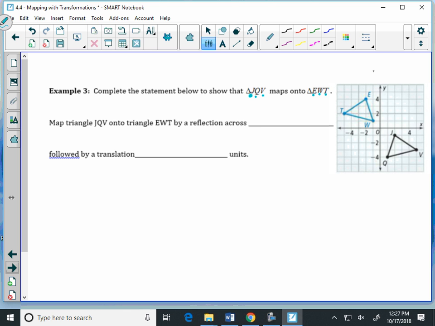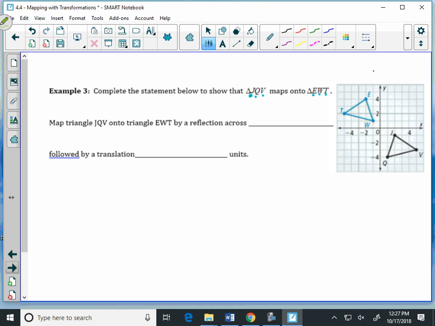So we take a look at this statement. It says map triangle JQV onto triangle EWT by a reflection across blank, followed by a translation blank units. You have to fill in those blanks. So I know I'm going to flip and then slide this figure. Whenever I'm given a reflection, I try to reflect it over an axis if I can. Check that first. And then if an axis doesn't work, then try to figure out a line.